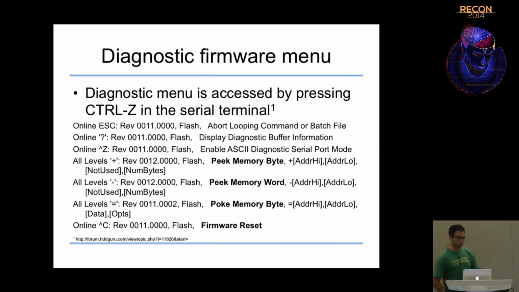The menu looks somehow like this. You see there are loads of commands, and they even put a nice online help for that. Most of the commands are quite boring. They're used to calibrate the disk, to format the disk, to set internal parameters. But there are some commands that look quite interesting, like peek memory byte, peek memory word, and firmware reset.